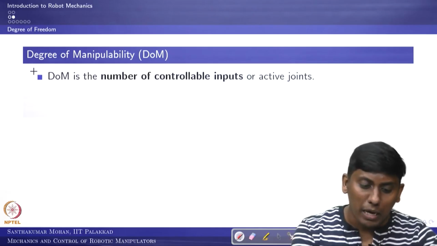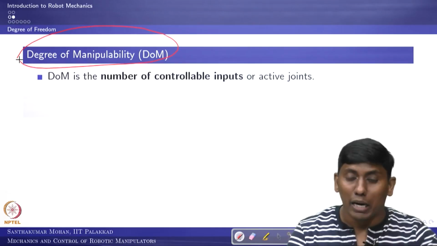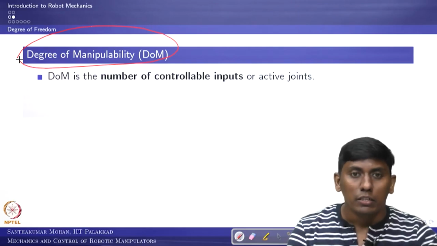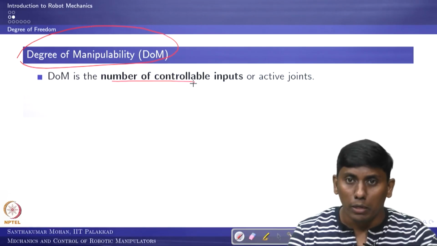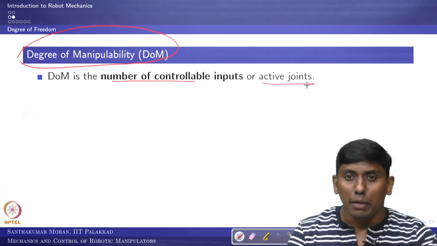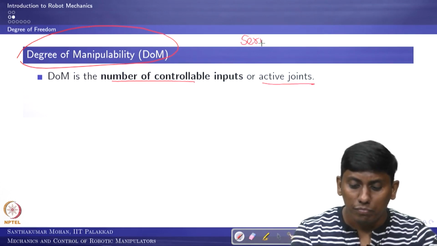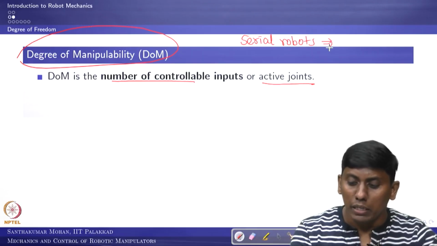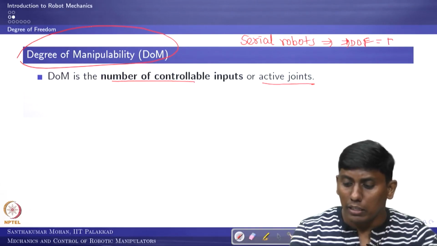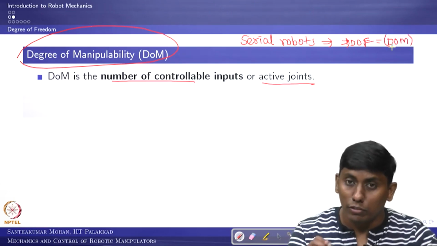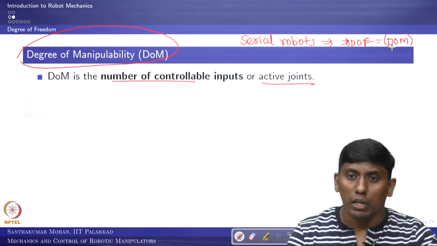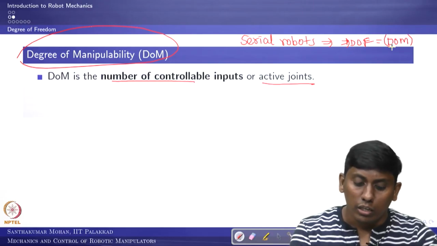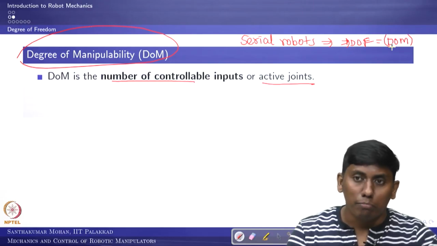So let us move further. We said one additional parameter you should know. What is that called? Degree of manipulability. So what is manipulability? It is basically the number of controllable inputs or active joints. By the name itself you can see, if it is a serial manipulator or serial robot simply, the degree of freedom and degree of mobility are the same, whereas if it is a parallel manipulator, it is not the same. That is what I wanted you to understand. So the controllable inputs are different and the degree of manipulability is different.